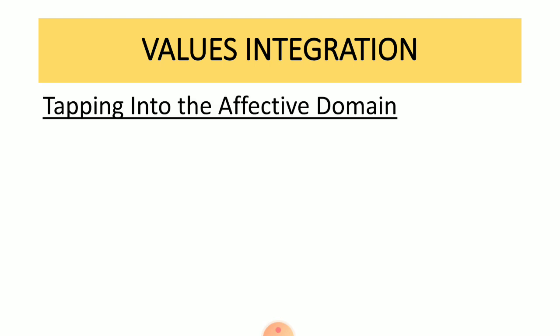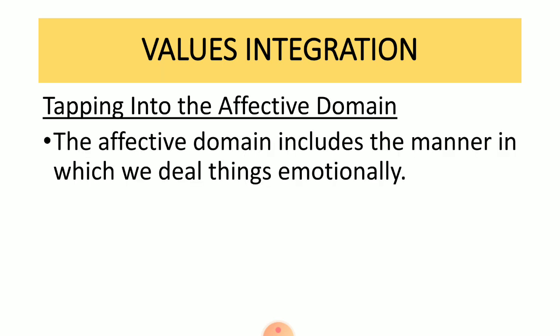Tapping into the affective domain. Dr. Benjamin Bloom classified three domains of educational learning, namely cognitive, affective, and psychomotor. In the formal classroom setup, the bulk of the teacher's lesson planning focuses on the cognitive and psychomotor aspects of the teaching-learning process. The third domain, which is the affective domain, is often overlooked. The affective domain includes the manner in which we deal with things emotionally. So the affective domain includes feelings, values, appreciation, motivations, and attitude.